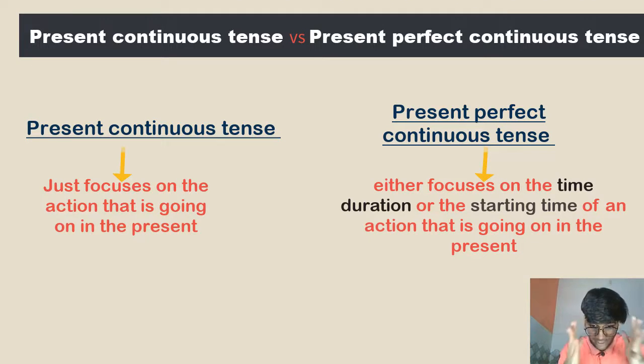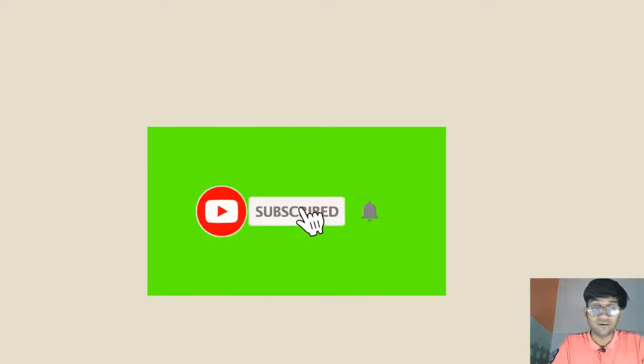Present continuous tense just focuses on an action that is happening, that is going on right now. In present perfect continuous tense, we talk about an action that started in the past and is still going on in the present. We either focus on the time duration for which the action has been going on, or the starting point of the action, since when it is going on. So that's all about present perfect continuous tense.